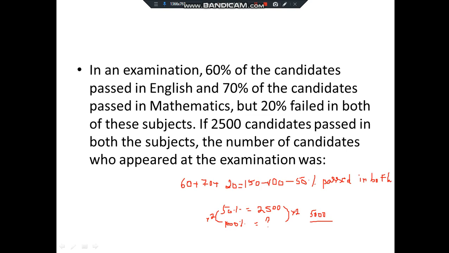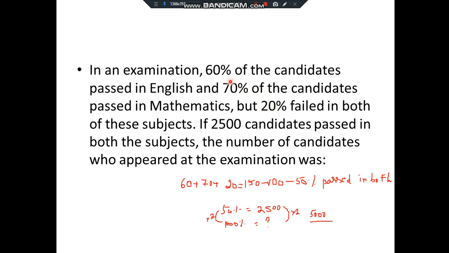Next question. In an examination, 60% of candidates passed in English, 70% in Maths, but 20% failed in both these subjects. If 2,500 candidates passed in both these subjects, the number of candidates who appeared in the examination was? This is quite similar to the previous one, but there all three were failed percentages. Here two are passed percentages and one is failed. So what we have to do? We have to add that failed percentage to this.